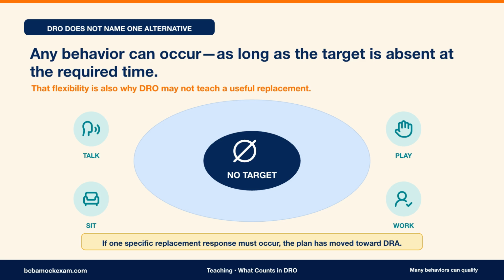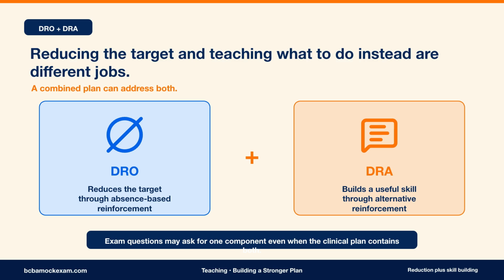That makes DRO flexible, but another response present at reinforcement may also be strengthened accidentally. In practice, monitor what the person is doing at delivery and add explicit alternative skill teaching when a useful replacement is needed. DRO and DRA can appear in the same package.